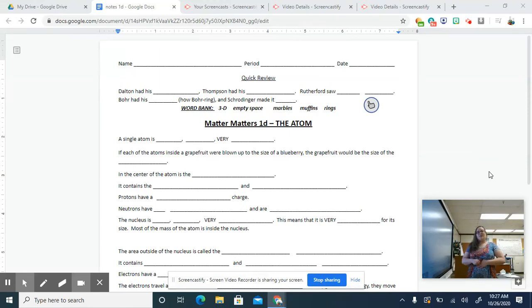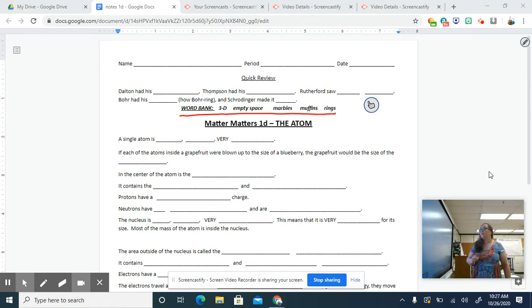All right, today we are talking about the atom. This is going to be a really short, sweet lesson on the atom. But the first thing we've got to do is fill in the review up at the top. So just like always, you've got that little quick review at the top of the notes that reviews the last set of notes. So you've got your word bank right here that you're going to use to fill that in.